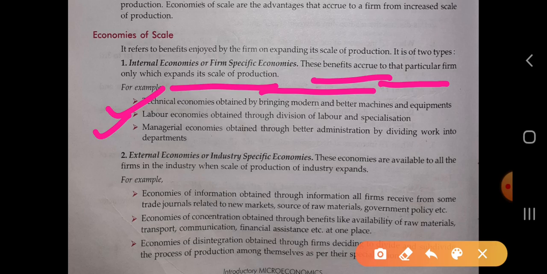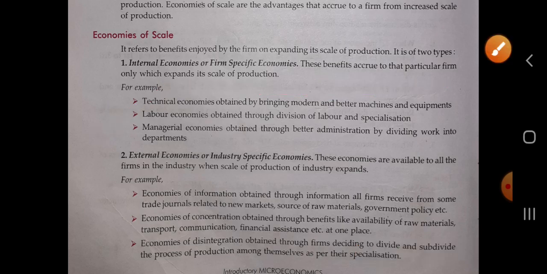Okay, next is managerial economies obtained through better administration by dividing work into departments. That means management benefit will always be there when there is better administration and when the work is divided into different departments. There is a different department for the different work, so that management-related benefit will also be there for expanding their scale of operation.